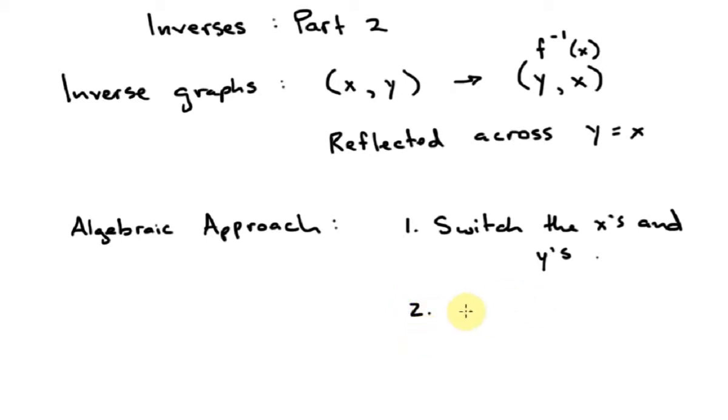And then the second thing you do is you solve for y. The reason for that is that your function is going to look pretty funny if it says x equals da-da-da-da-da. That's just not the way you ever write functions. So we're supposed to then solve for y. So let's do an example or two and have a little look.